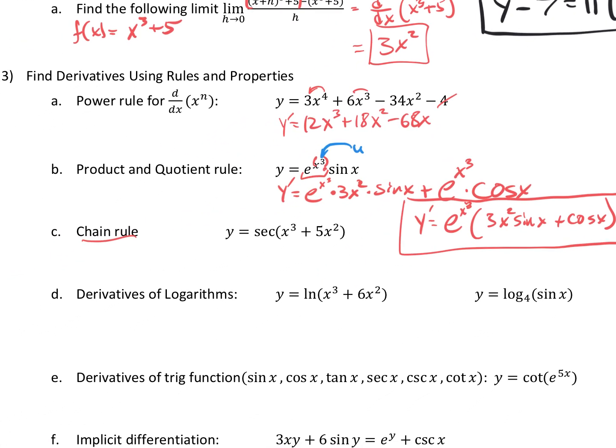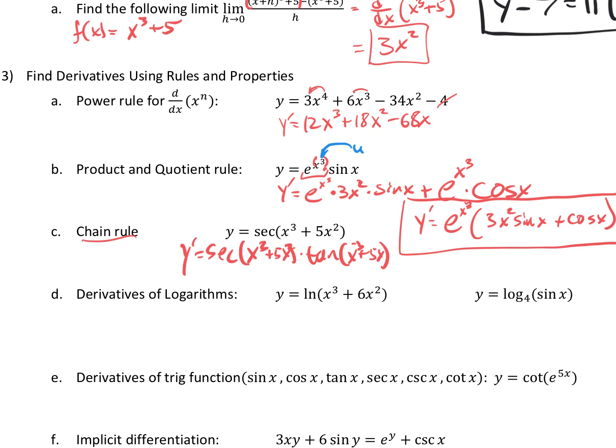All right, the chain rule. Chain rule is what we use when we have something more going on than just a simple x. So here, instead of the secant of x, we have the secant of a big old parentheses of something. The derivative of secant is secant tangent. So y prime is secant of all that stuff times the tangent of all that stuff. So what's all that stuff? In this case, it's x cubed plus 5x squared.